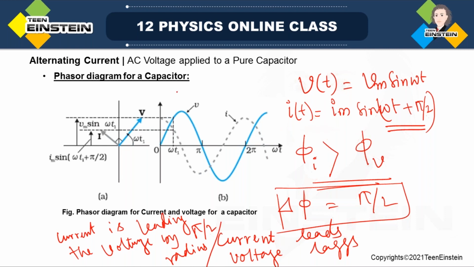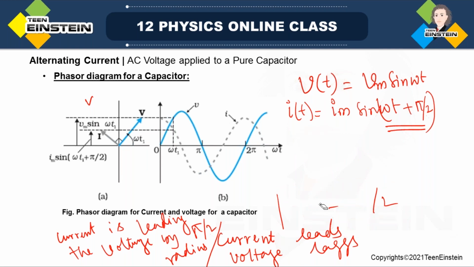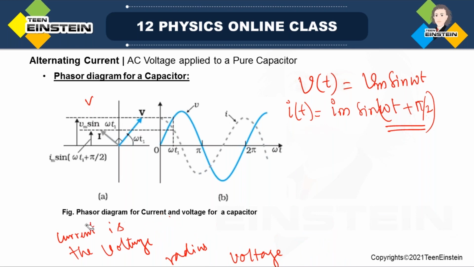You look here, Phasor diagram. Why do we need Phasor diagram in studying AC circuits or AC signals or whatever related to AC? This is needed for knowing the phase relationship just by seeing the diagram itself. The Phasor diagram we had discussed already in the previous two classes.